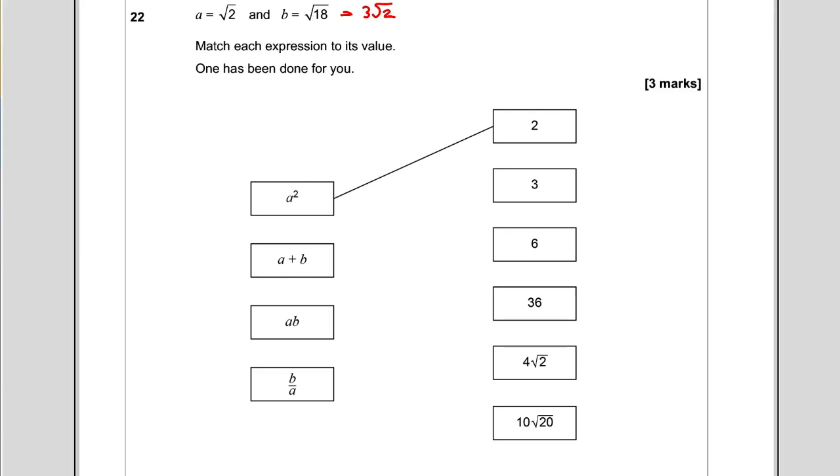Right, 3 root 2 plus root 2 is going to be 4 root 2, so that one would match to that one. If we multiply them together, then root 2 times 3 root 2 would be the same as 3 times 2, which would give me 6. And then A over B, so 3 root 2 divided by root 2 would just give me 3.